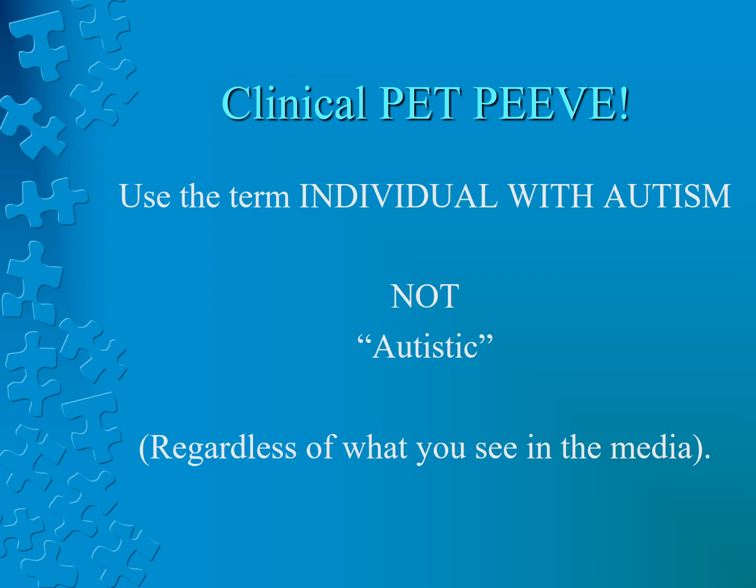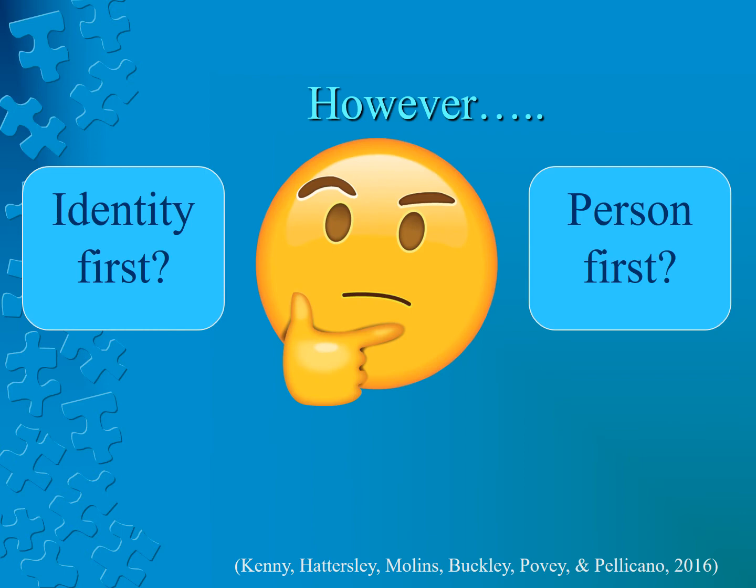Now, this is regardless of what you hear or what you see in the media, because this happens every day. You'll hear parents saying, "My son is autistic." You'll see very famous newscasters talking about a child who's autistic. We can't change the behavior and the beliefs of others, but we certainly can start by being models of the desired behavior. But you should know that these disagreements are very deeply entrenched.